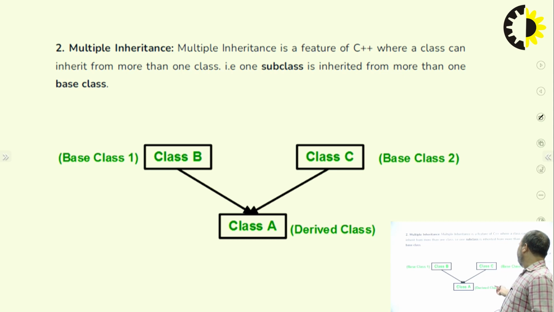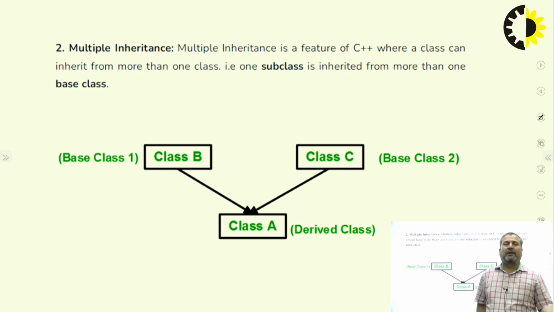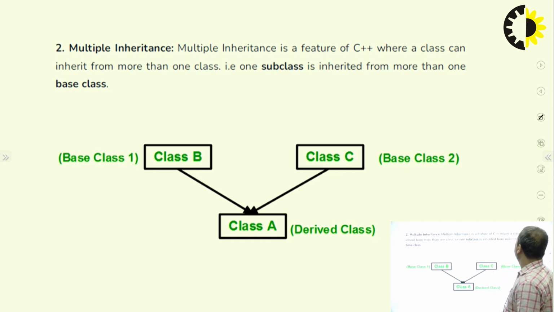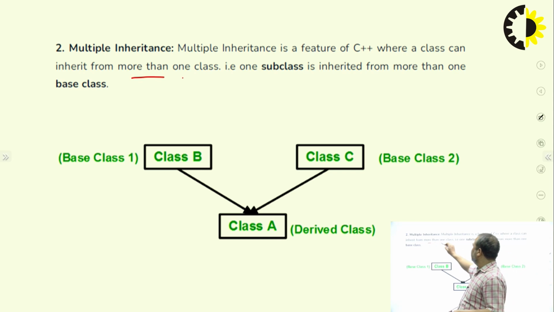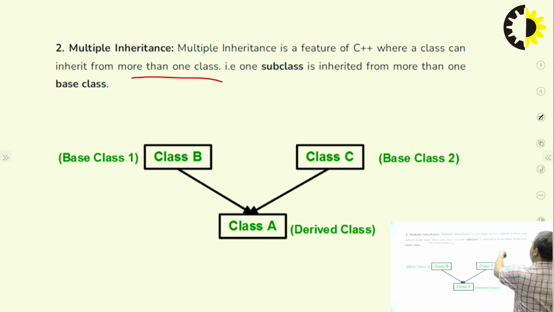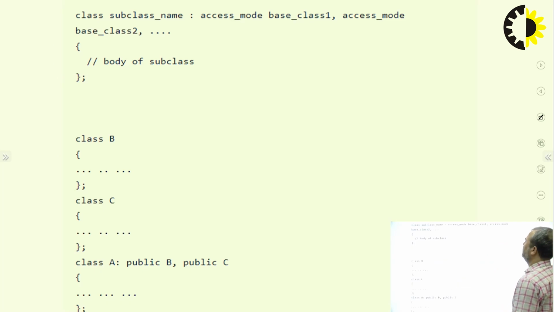What will we do? Simply we will create the classes. Earlier we created class B with data and functions, and class C with data and functions. So what is the syntax of this class A? Class A colon public class B comma public class C, because A is going to inherit the property of B and C. So if a class has two or more base classes, this becomes an example of multiple inheritance, where one subclass is inherited from more than one base class. And this is the syntax.